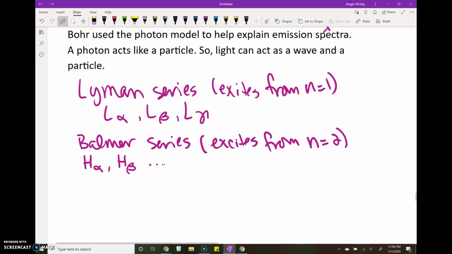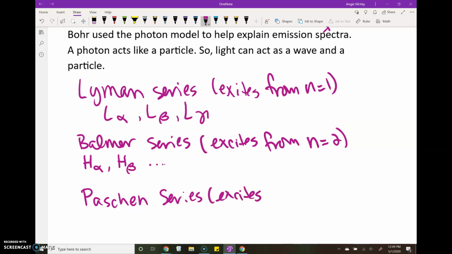All right. And then finally, the Paschen series, P-A-S-C-H-E-N series, excites from n equals 3. Cool. And those are abbreviated logically with a P. So P alpha, P beta, and so forth. Okay.